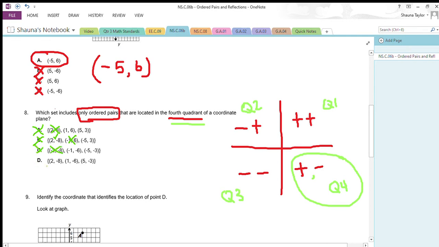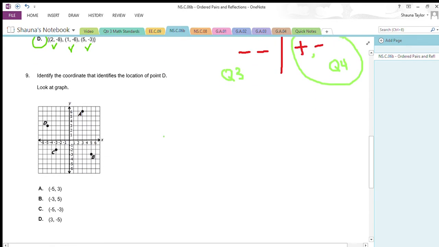So that leaves us with D. So again, I'm looking for a positive and then a negative number. So positive, negative number, check mark. Positive, negative number, check mark. Positive, negative number, check mark. Therefore, my answer is D. So if you think about it like that, you're able to get through some questions quicker.